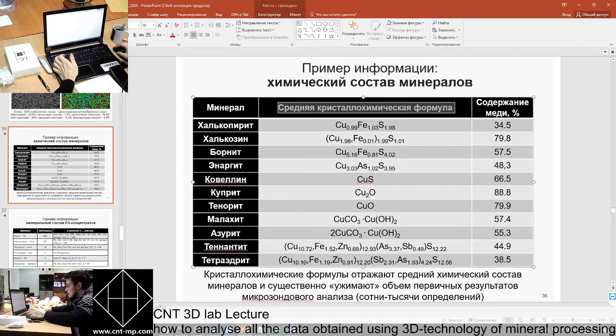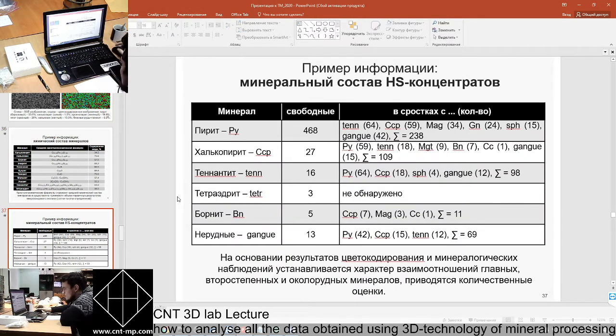Average crystal chemical stoichiometric formula. Stoichiometric formula.